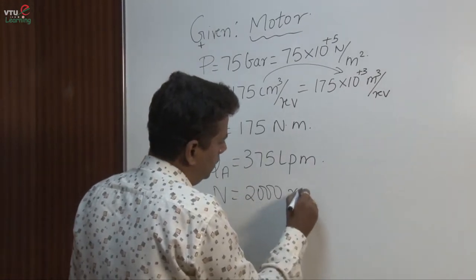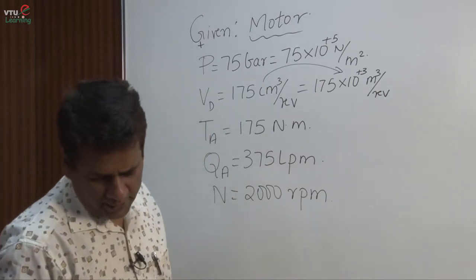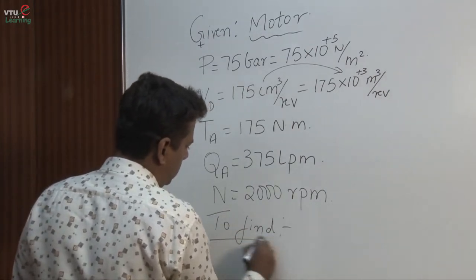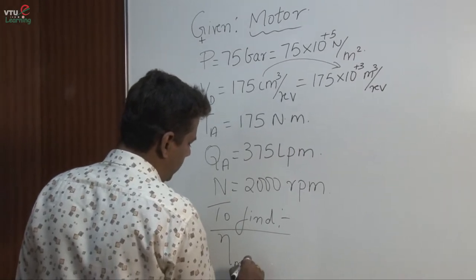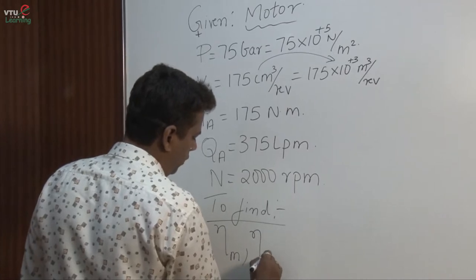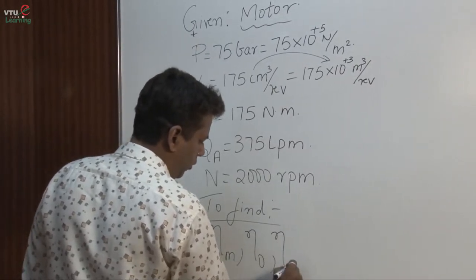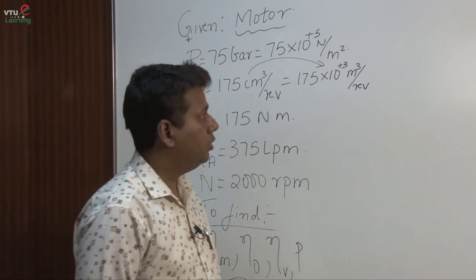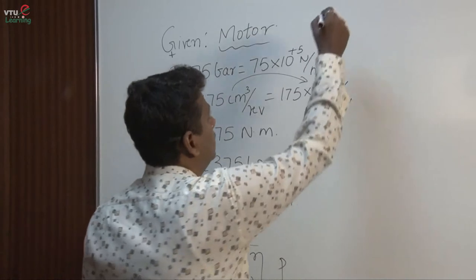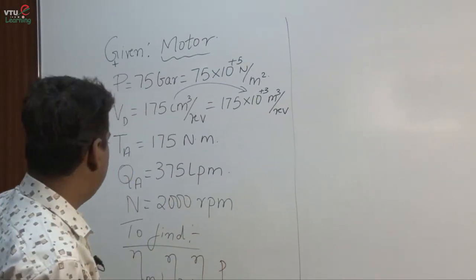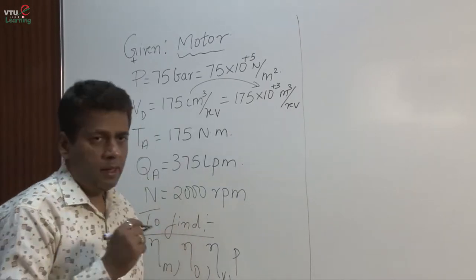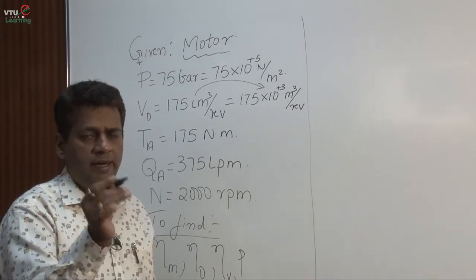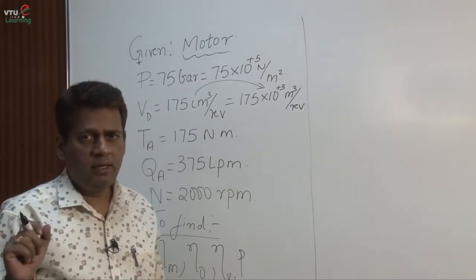Speed is 2000 rpm, and we need to find out the following parameters: the mechanical efficiency, the volumetric efficiency, the overall efficiency, and the power. We need to find all these one by one. As we do for a motor, the first thing we have to find out is the mechanical efficiency, then the volumetric efficiency. If you combine these two, you will get the overall efficiency and finally the power rating, right.